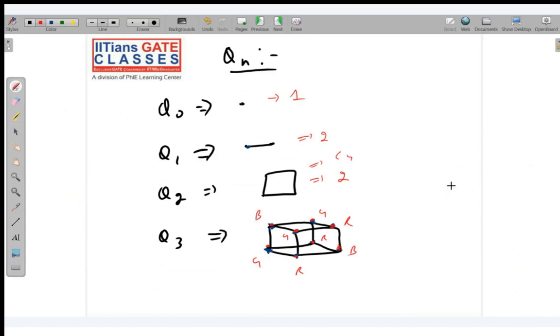You can check it out. Any doubt here? Yes, sir. The green which you have taken inside here. This one? Yes, it can be. So 3 is the answer.